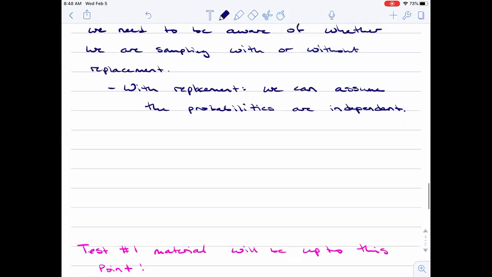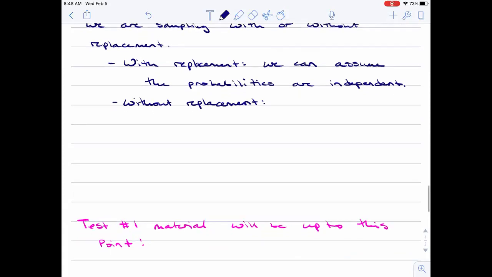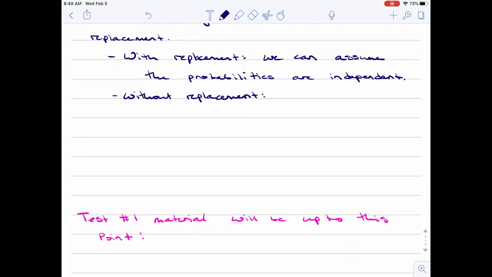And use those formulas. And so without replacement, the probabilities are not independent.